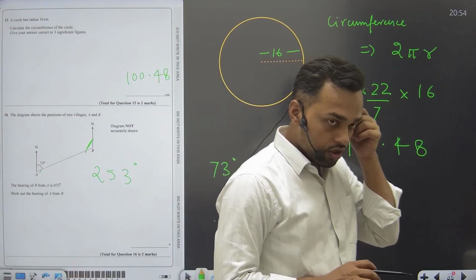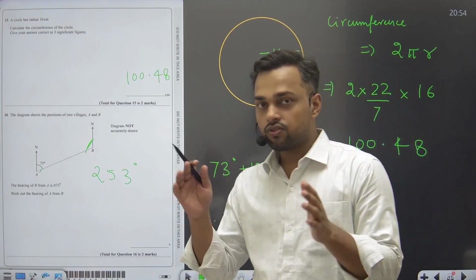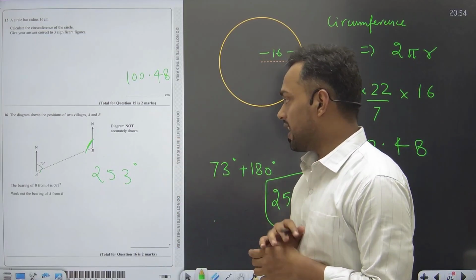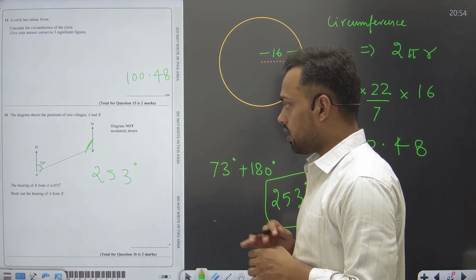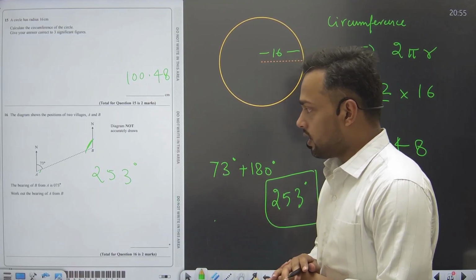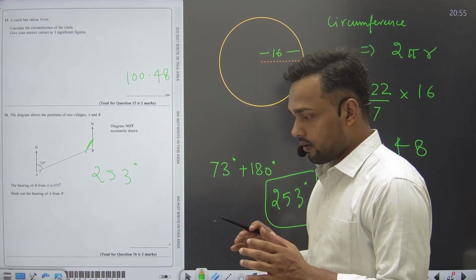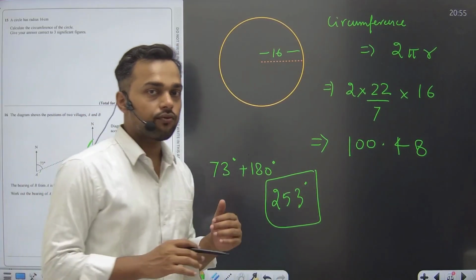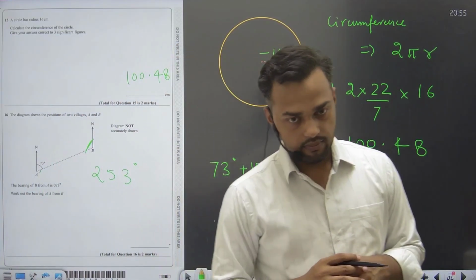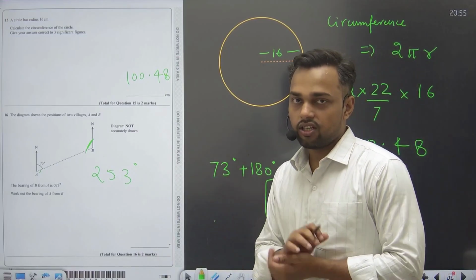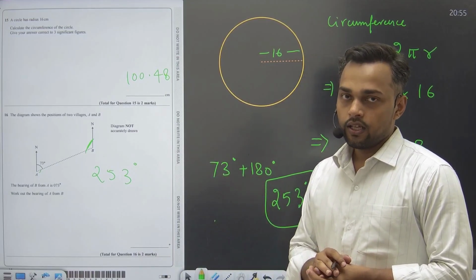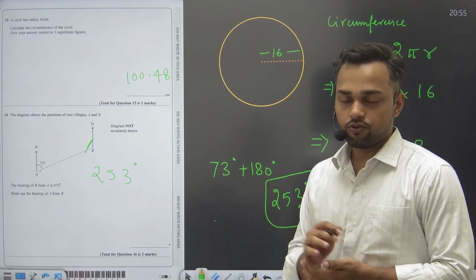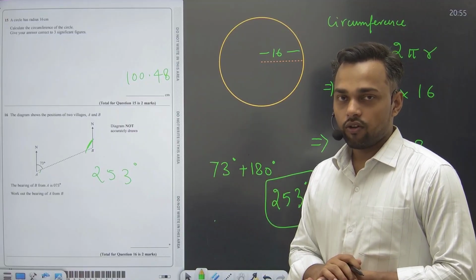This is a very easy question, by the way. What is the essence of this question? We need to see that for both the angles which we are taking here, we need to add 180 degrees, or we need to subtract 180 degrees. If we are doing the addition and we are getting a sum more than 360, we will be subtracting this 180 instead of adding it.